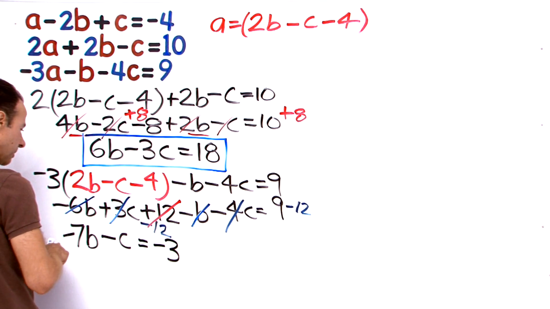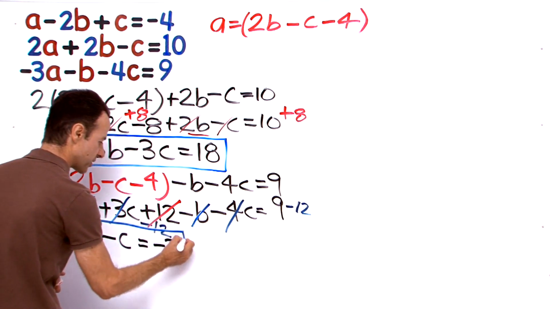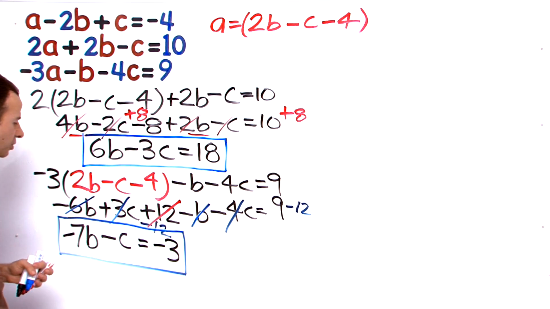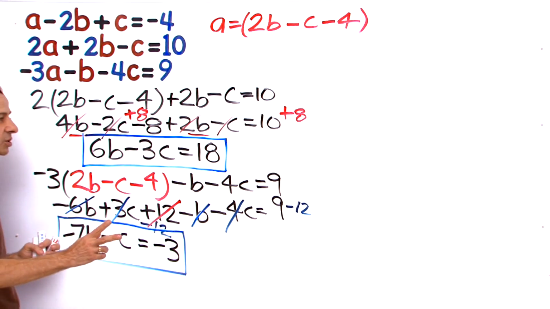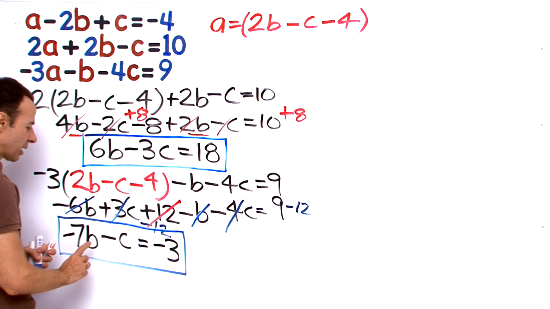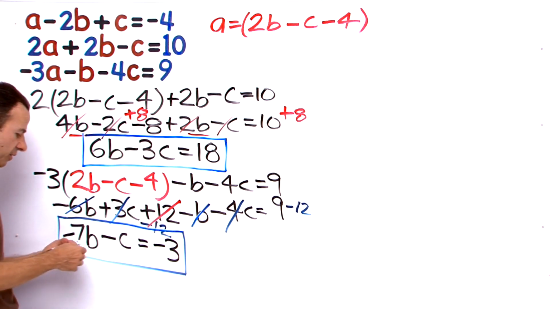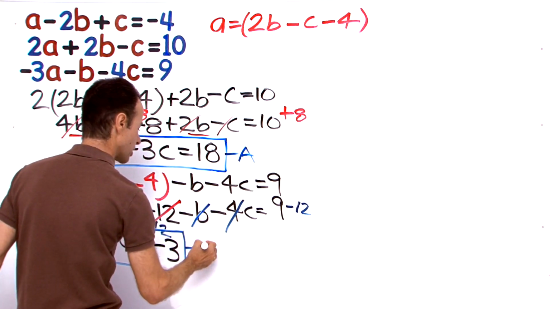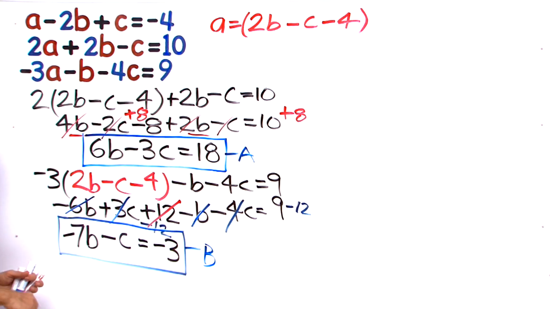So let me just box this up. That's our second equation. So we've got two equations using substitution. Two equations with two unknowns. B and C are the two unknown variables. I'm going to call this equation A, and I'm going to call this equation B. All we have to do is solve these two guys.